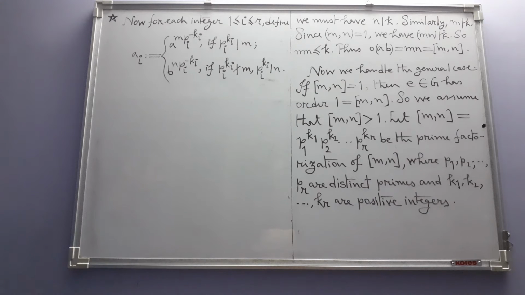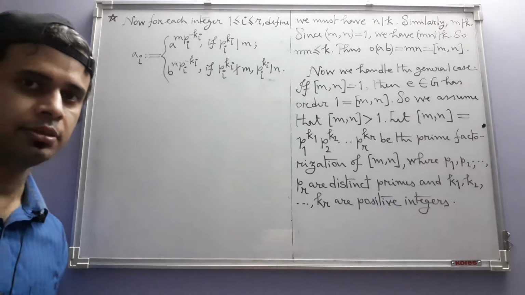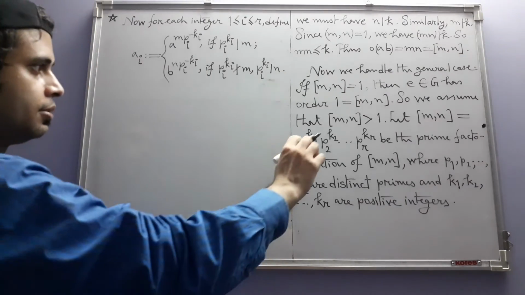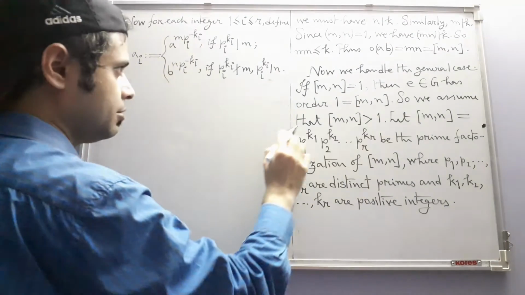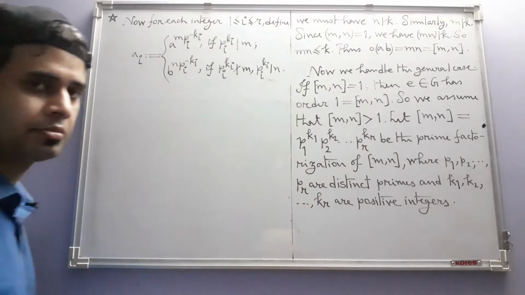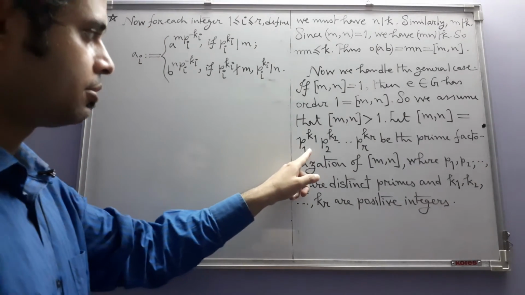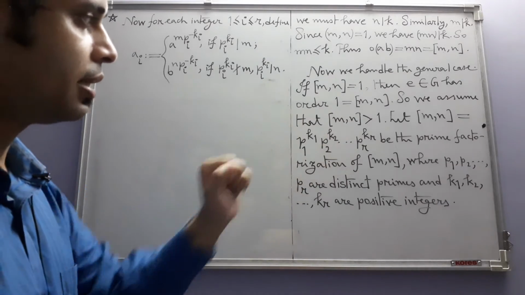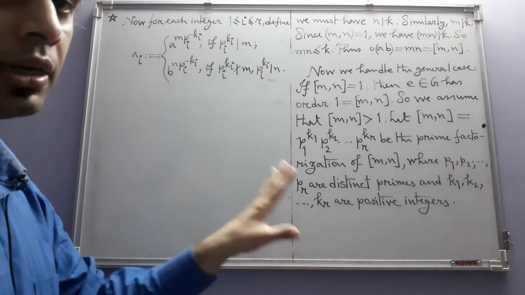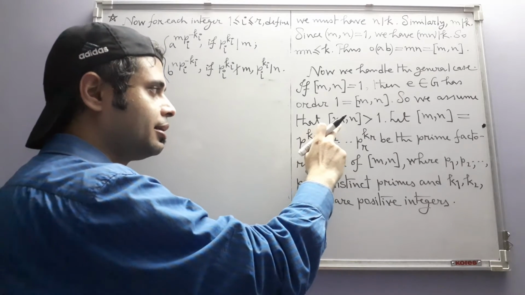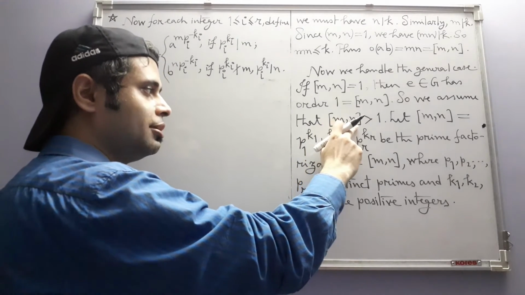What have we done here? You see, we already have the elements a and b, right? A has order m, b has order n. Now the least common multiple of m and n has this prime factorization. Okay. Now if you look at the prime factorization, p1 to the power k1 has appeared here in this factorization. So p1 to the power k1 should either divide m or it should divide n.